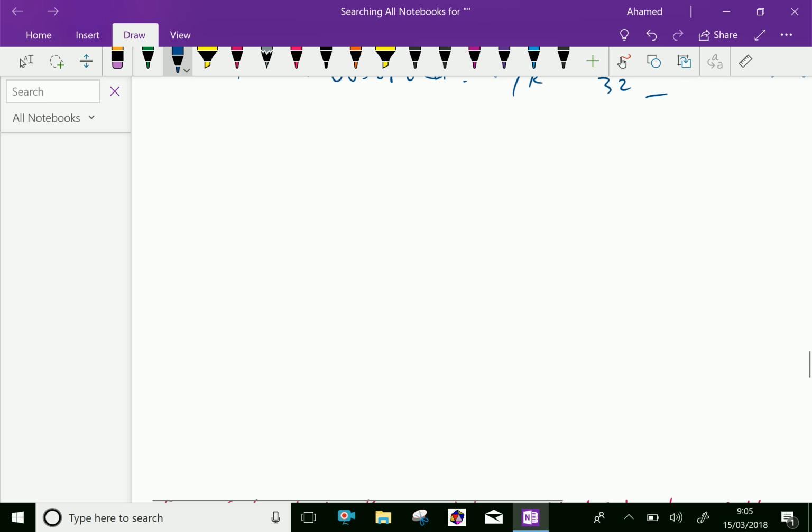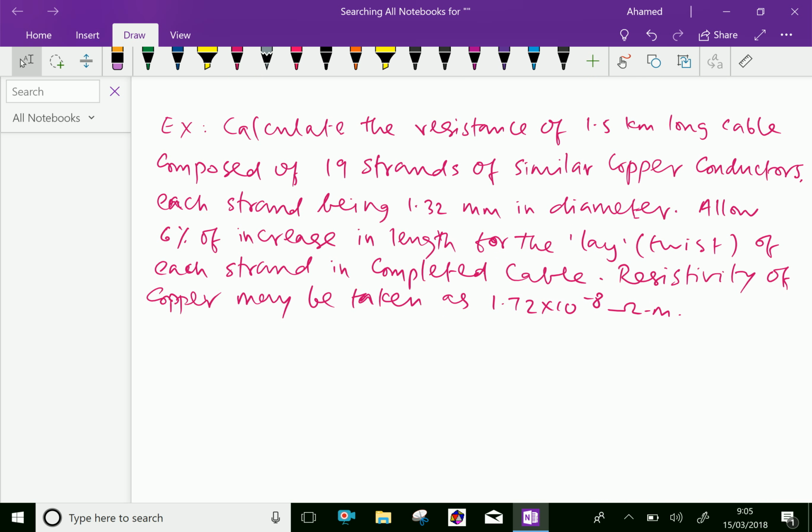Let us do one more problem. Calculate the resistance of 1.5 kilometer long cable composed of 19 strands of similar copper conductors, each strand being 1.32 mm in diameter. Allow 6% of increase in length for the lay, that is twist, of each strand in completed cable. Resistivity of copper may be taken as 1.72 into 10 raised to minus 8 ohm meter.